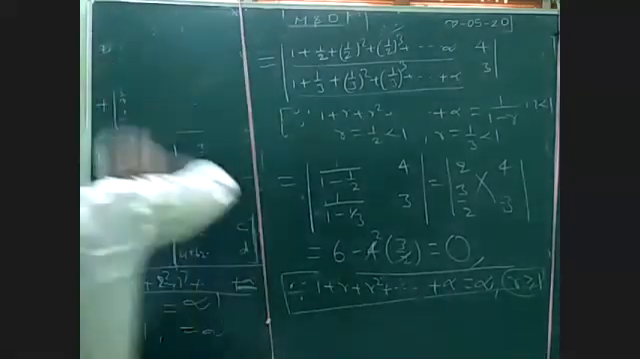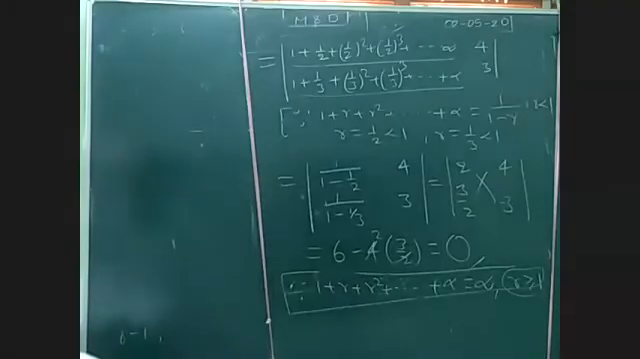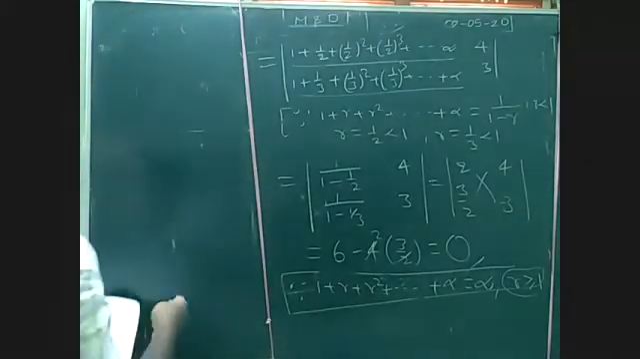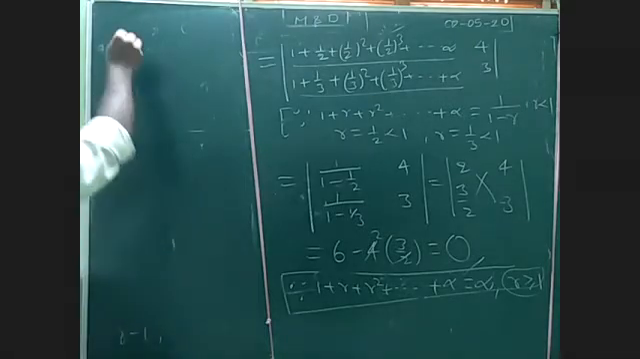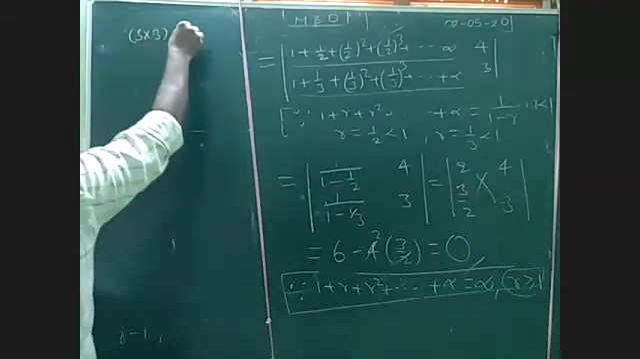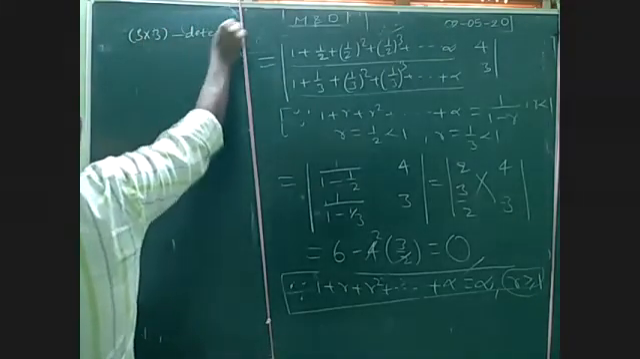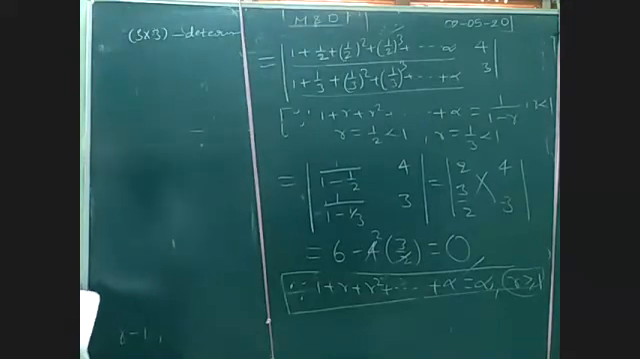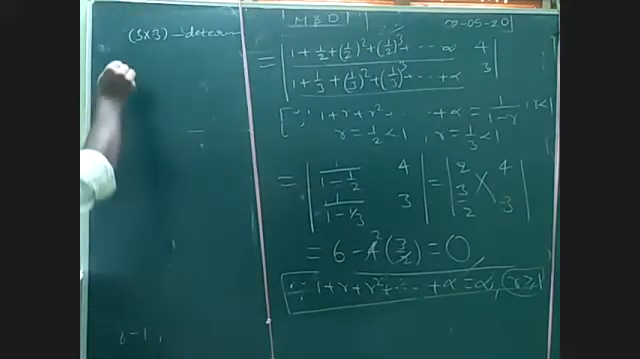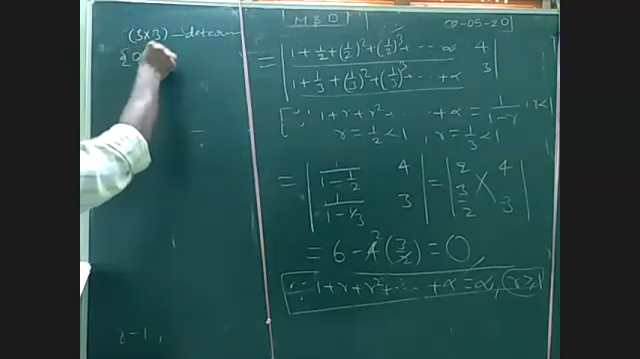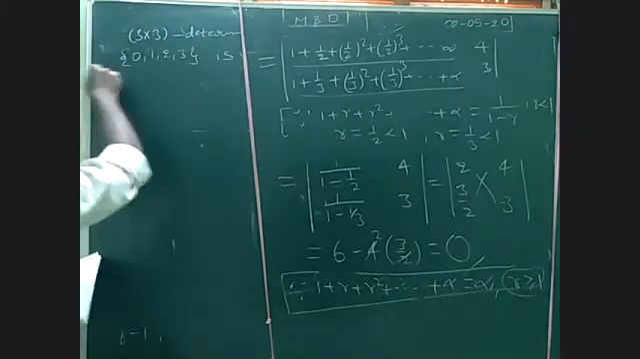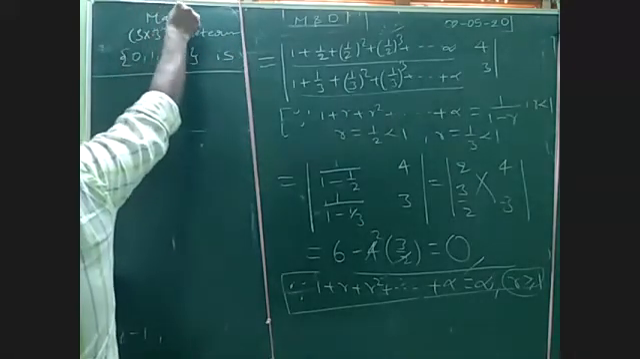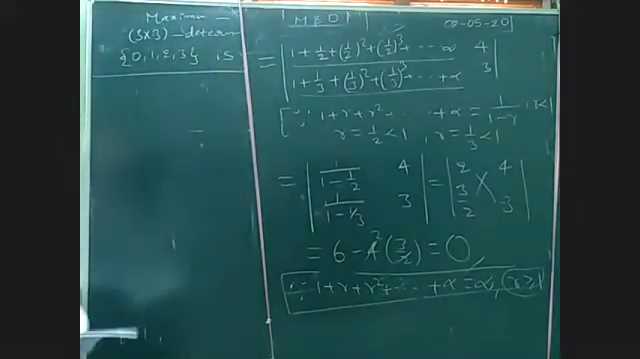Students, try to solve this answer. This is even an NCERT question. The maximum and minimum values of a 3 by 3 determinant whose elements belong to 0, 1, 2, 3 is. Maximum and minimum. Already we discussed the maximum value.